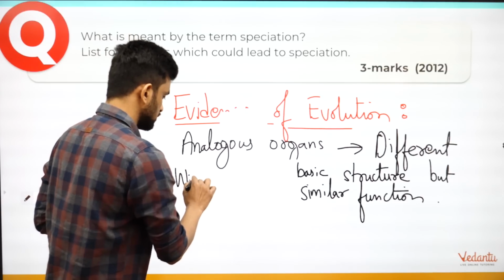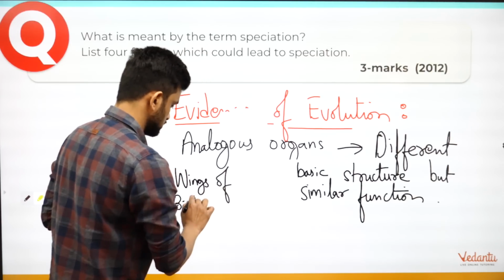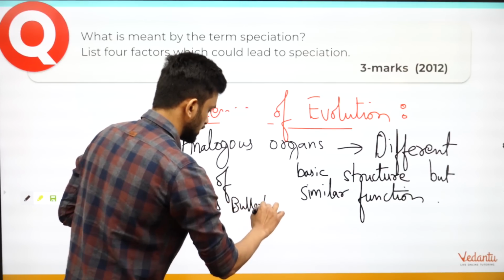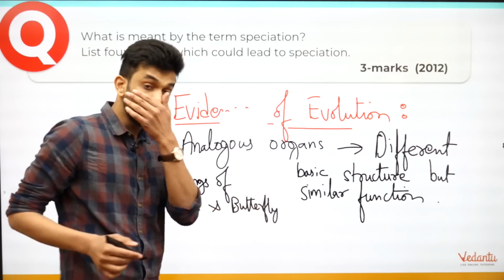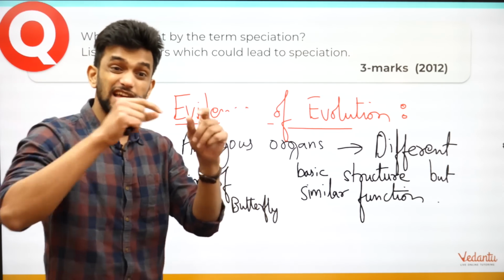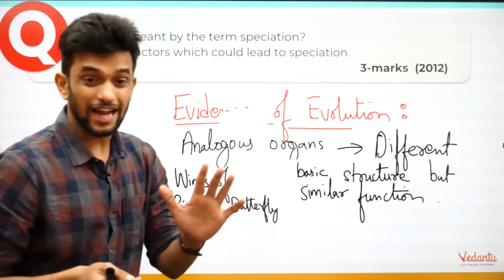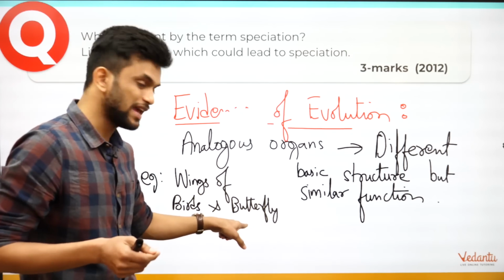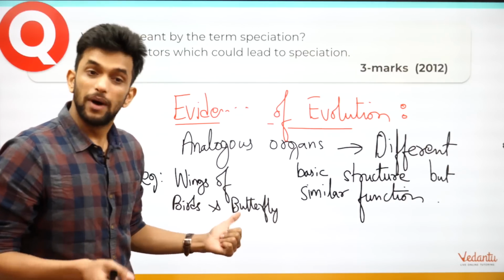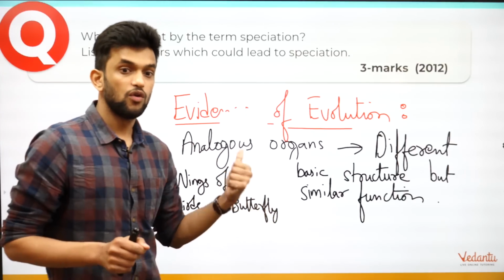Wings of birds and butterfly. Have you seen a bird's wings? They are very muscular. A butterfly's wings are cartilaginous, very transparent, very light. But what do they use the butterfly's wings for? Flying. What do they use the bird's wings for? Flying. But they have different basic structure but perform similar function.